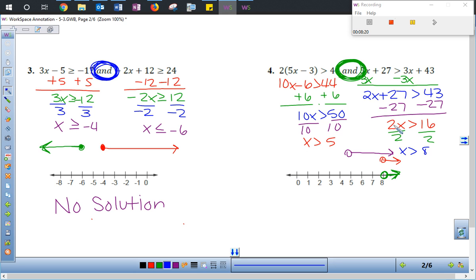Now to write our final answer in set builder notation, set of all x's such that, and I want to describe my graph. Now my graph has an open dot on 8 with an arrow going to the right. That means I can use all of these numbers out here, and all of these numbers out here are bigger than 8. So x is greater than 8.